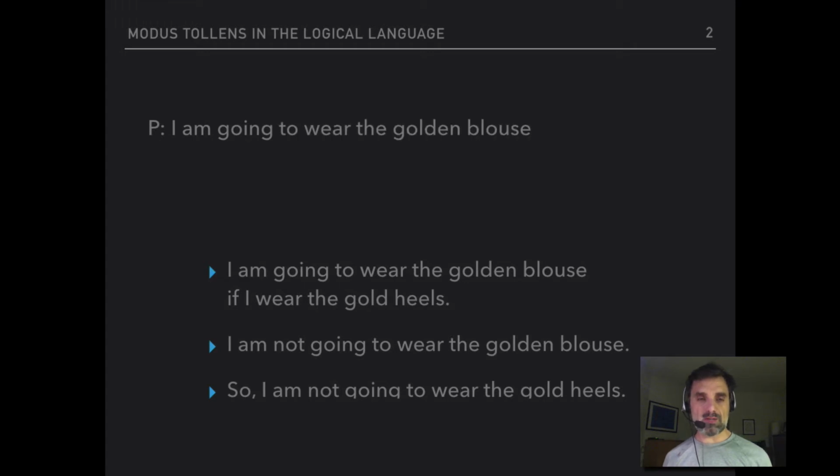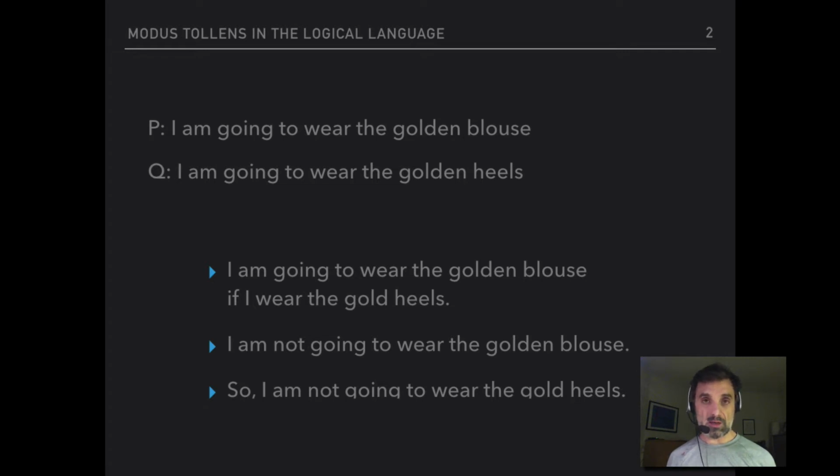Let's suppose that we symbolize "I'm going to wear the golden blouse" with P, and Q stands for "I'm going to wear the golden heels." Then, how do we symbolize the first premise? Well, the first premise is a conditional, and it's an "if," and not an "only if." And the "if," what does it hook onto? The antecedent. The "if" is attached to "I wear the gold heels," so that is the antecedent, and Q symbolizes it. So we're going to have Q arrow the consequent. The consequent is "I'm going to wear the golden blouse," symbolized by P, so it's going to be Q arrow P.